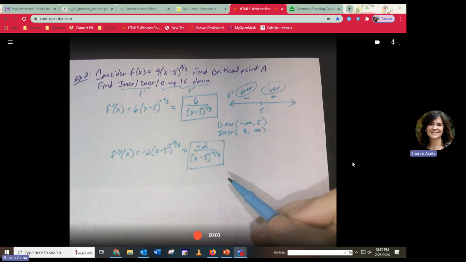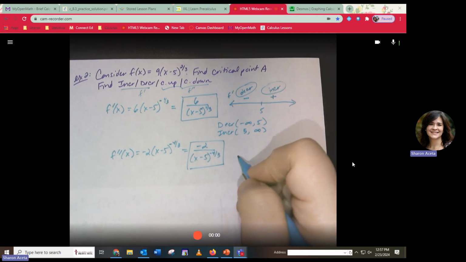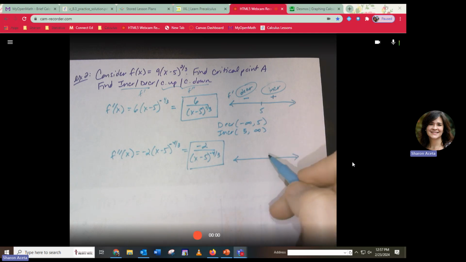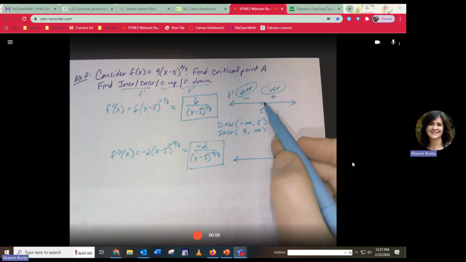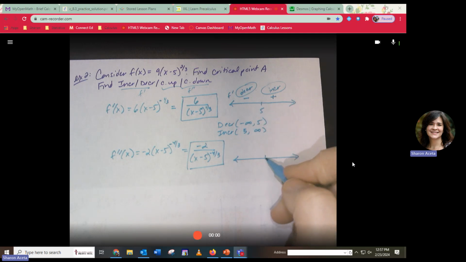Once again, I have that 5 as a point. Could be a possible point of inflection, but it looks like up here it's definitely decreased to increase, so it's definitely a min. But it's still an important point, which I'll show you when we look at the graph.